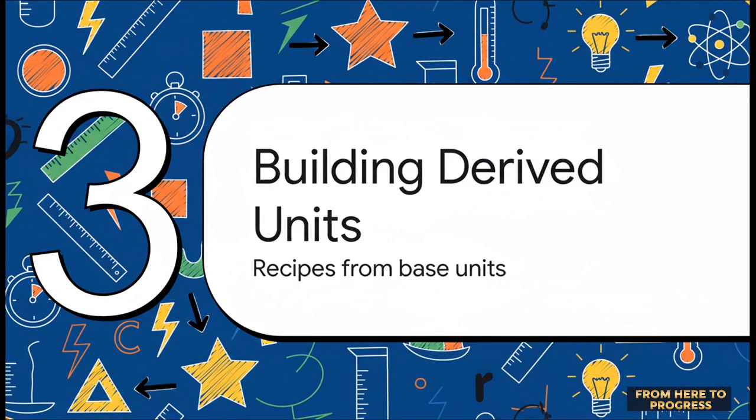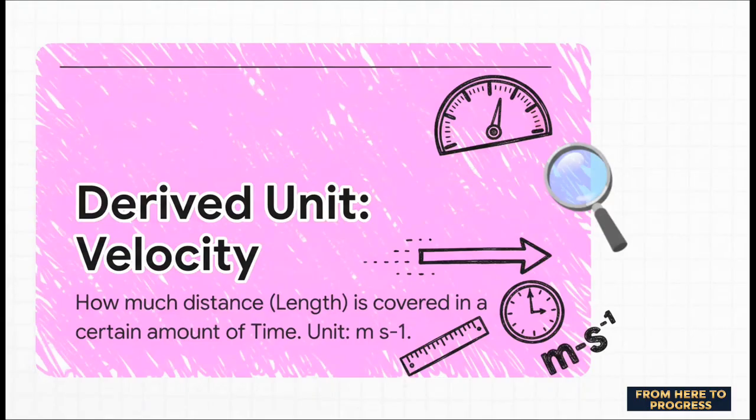Okay, so if those 7 are our basic ingredients, what happens when we start cooking with them? This brings us to our next section: building with derived units. We're going to start making some recipes. So let's make our first derived unit: velocity. I mean, what is velocity when you break it down? It's just how much distance you cover in a certain amount of time, right? So the recipe is super simple. It's just length divided by time. And what does that give us? Well, meters per second. It makes perfect sense.